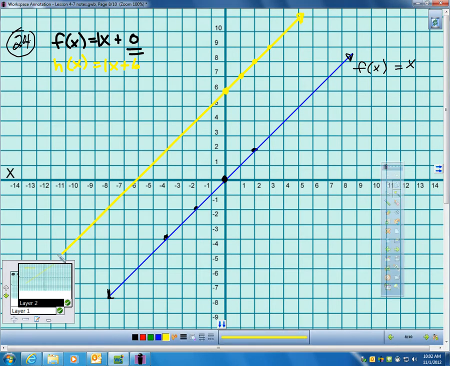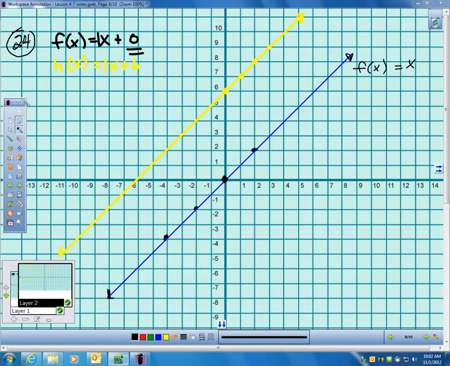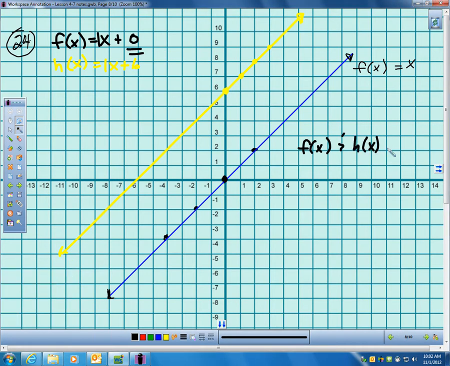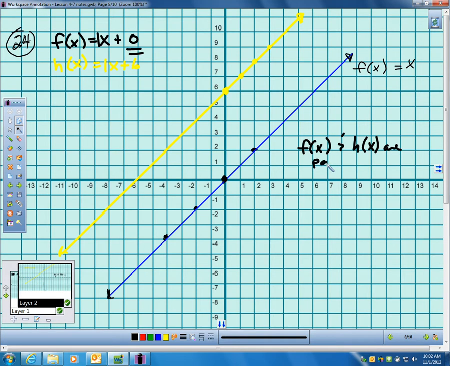And now I want to compare the two. So when I write out a comparison, this is what I would write. I would write f of x and h of x are parallel, because they are. Do you notice the slopes are the same? But h of x is shifted 6 units up in comparison to the parent function.